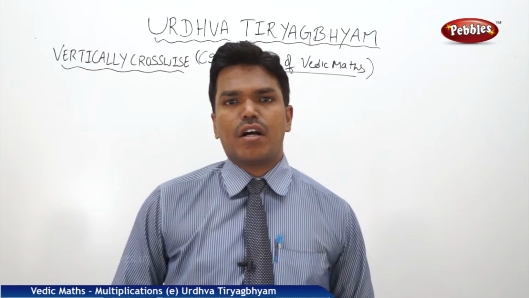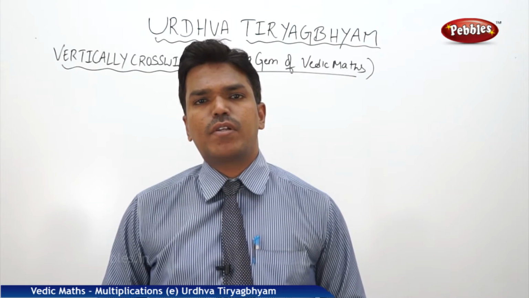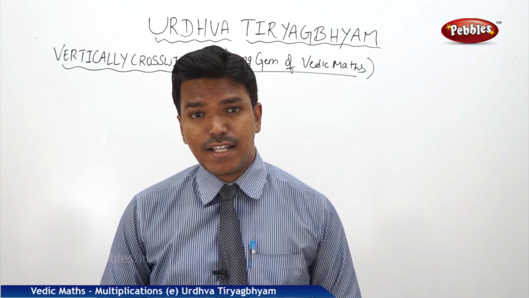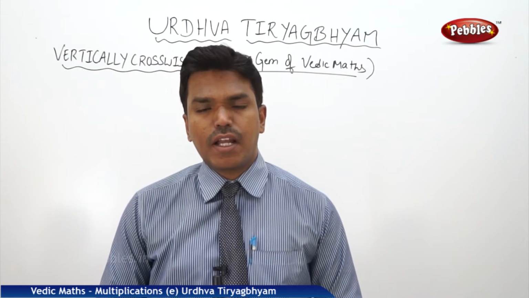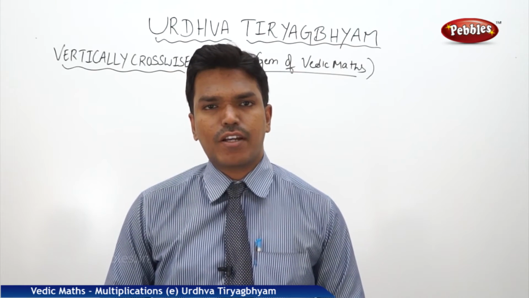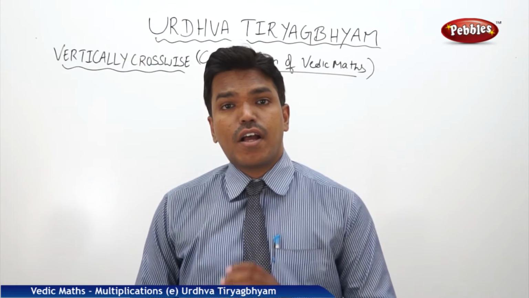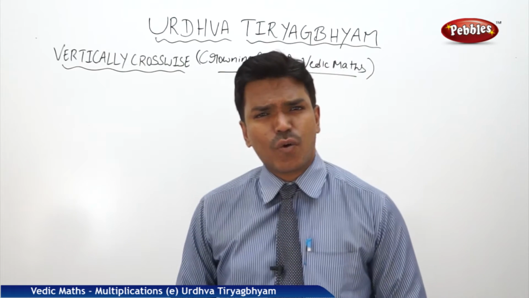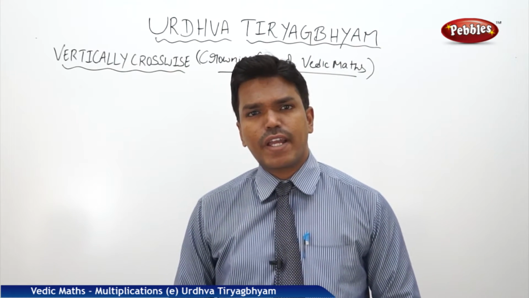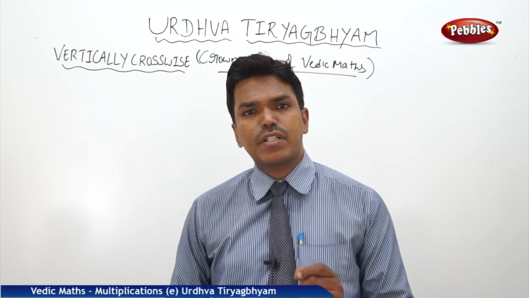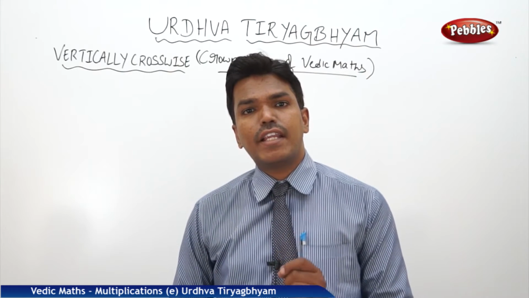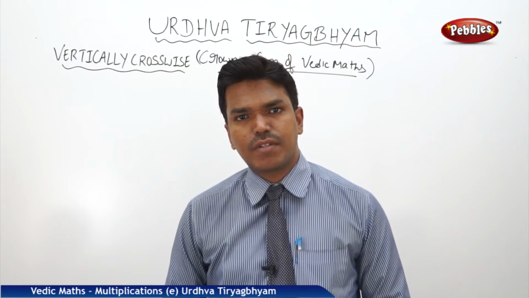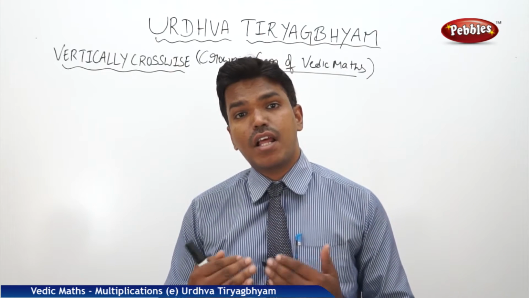So friends, now we are moving to one of the very attractive techniques of Vedic maths, that is Urdhva Tiryagbhyam. In English we call it vertically crosswise, which is known as the crowning gem of Vedic maths. Why is it known as the crowning gem of Vedic maths? Because it is the ultimate technique with the help of which we can multiply any number into any number within a single line, and we can get the answer without much strain, and that too within less time.